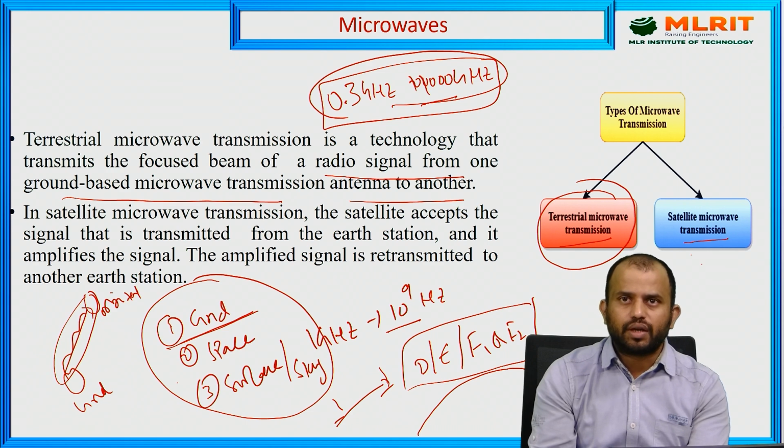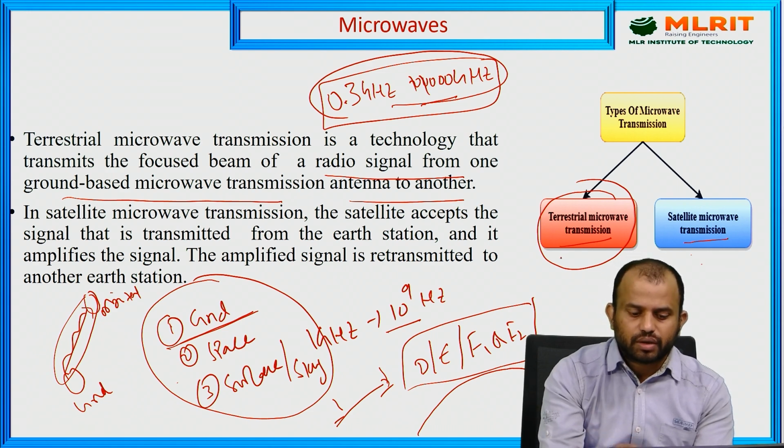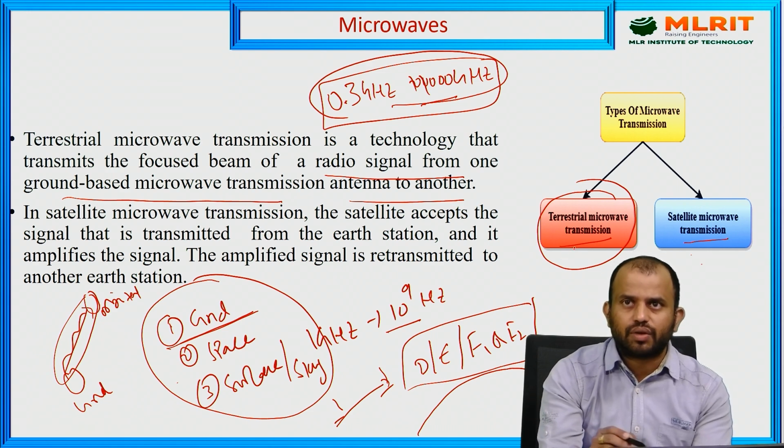So in the types of transmission, there are two things: one is terrestrial, and the other is satellite.